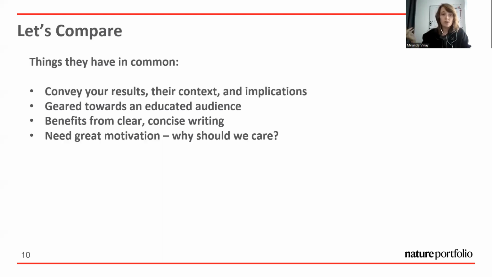Finally, they also need great motivation. Whether you're reporting your results or you're talking about results that have been reported, the audience needs to get an understanding of why we should care about these results. What is important about them? Why would somebody take the time to convey these results? And now that we know how they're similar, let's talk a little bit about what they do differently.